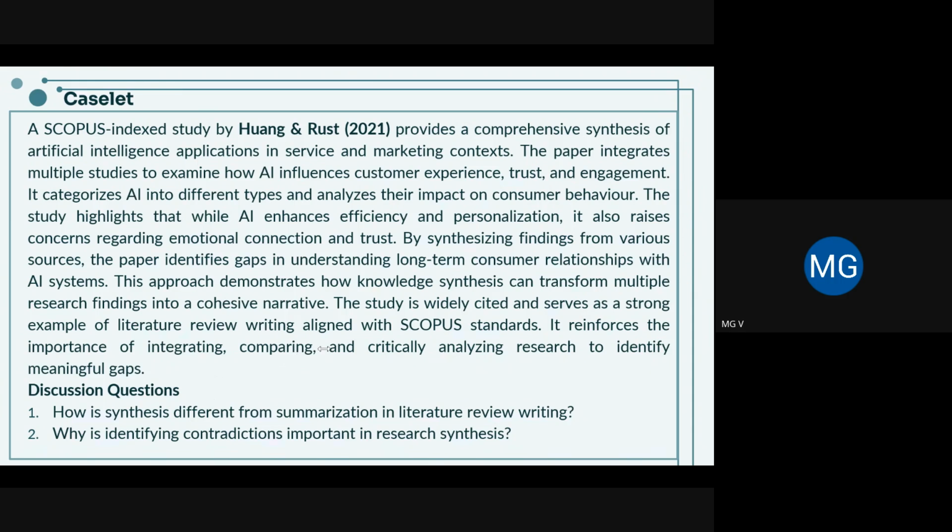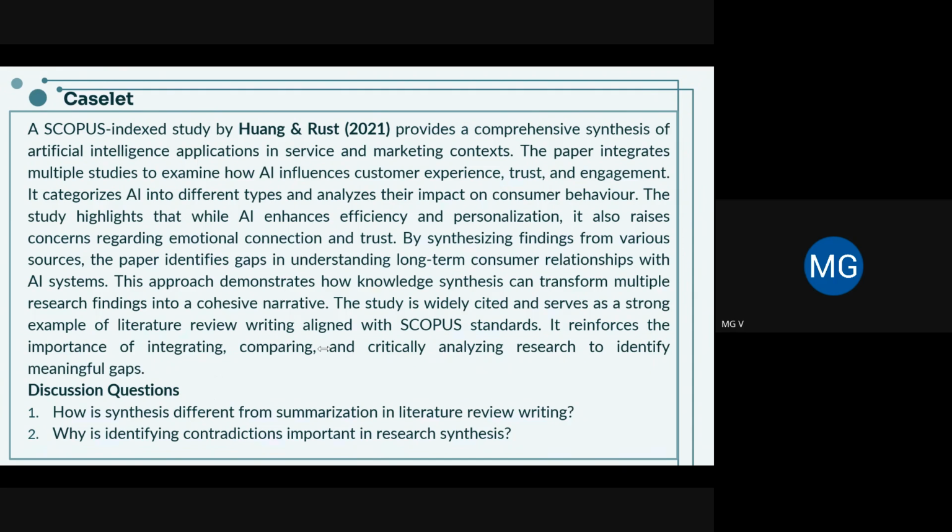Now you see, a Scopus-indexed study by Huang and Rust provides a comprehensive synthesis of AI applications in service and marketing contexts. The paper integrates multiple studies to examine how AI influences customer experience, trust, and engagement. It categorizes AI into different types and analyzes their impact on consumer behavior. The study highlights that while AI enhances efficiency and personalization, it also raises concerns regarding emotional connection and trust.